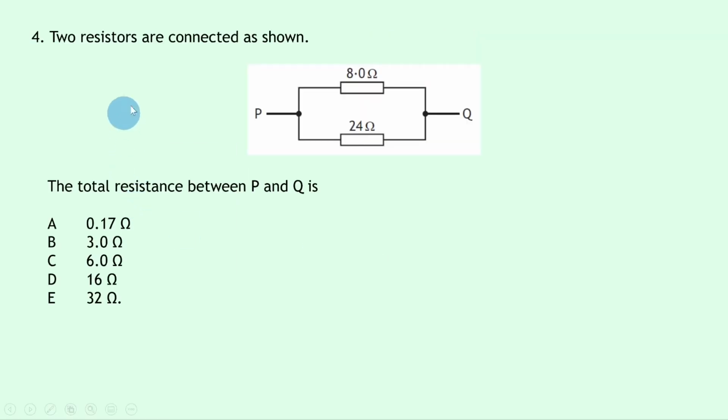Question 4 says two resistors are connected as shown. So we've got two resistors in parallel between terminals P and Q, and it's an 8 ohm resistor and a 24 ohm resistor. Then it says the total resistance between P and Q is. So remember, to do this you need to use the relationship for resistors in parallel. So we have 1 over RT equals 1 over R1 plus 1 over R2. Subbing in the numbers gives us 1 over 8 plus 1 over 24.